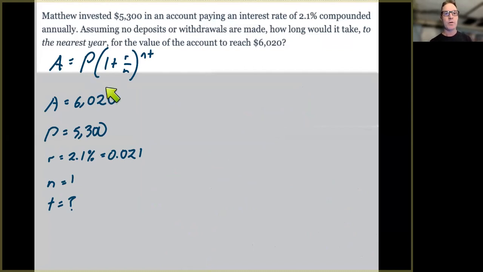All right, so again, here's our formula. My final amount is 6,020. My initial amount is 5,300. My interest rate is 2.1%. So if n is 1, what is t? All right, let's see if we can find that.